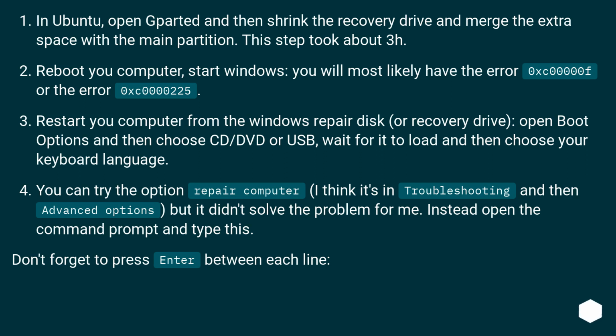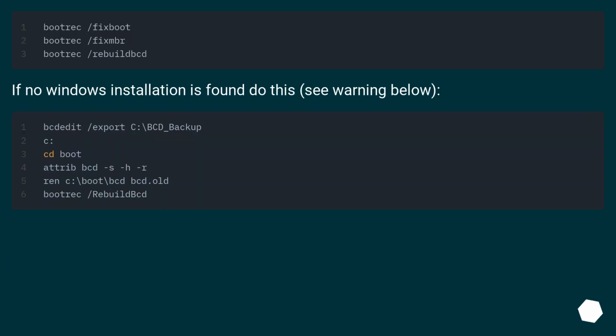Restart your computer from the Windows repair disk or recovery drive, open boot options and then choose CD/DVD or USB, wait for it to load and then choose your keyboard language. You can try the option Repair Computer. I think it's in Troubleshoot and then Advanced Options, but it didn't solve the problem for me. Instead, open the command prompt and type this. Don't forget to press enter between each line. If no Windows installation is found, do this, see warning below.